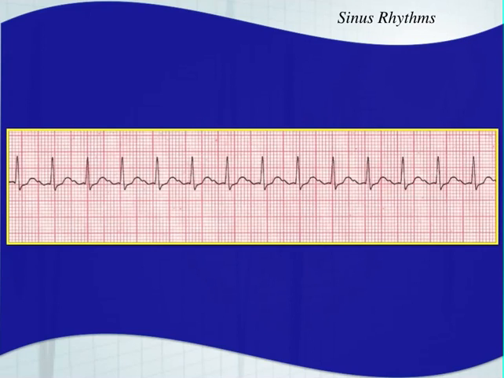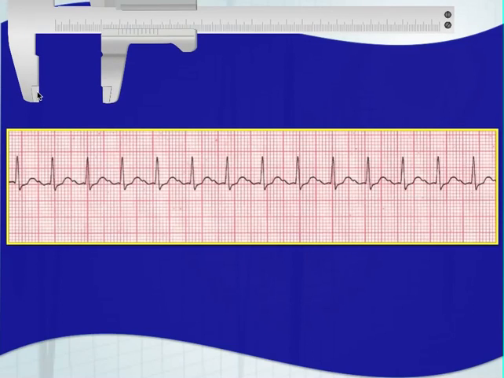All right, let's quickly look at the next one. Well, this one's a little bit more difficult, isn't it? It looks fast, right? So let's see here. It's 1, 2, 3, 4, 5, 6, 7, 8, 9, 10, 11, 12, 13, 14 QRS complexes, so it's pretty dang fast. All right, it looks to be regular. Let's try to take a look here.